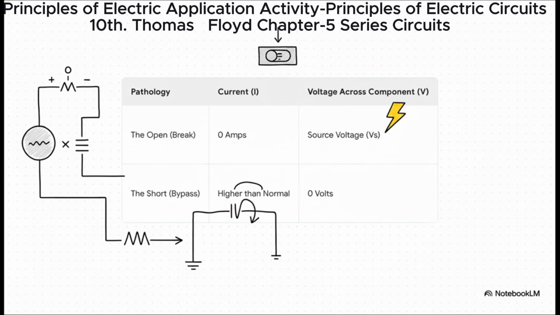Okay, let's pull all that together into a quick cheat sheet. For an open, current is 0, and the voltage across the faulty component is equal to the source voltage. For a short, the current is way higher than it should be, and the voltage across the faulty part is 0. This little table is really the heart of all our diagnostic thinking.